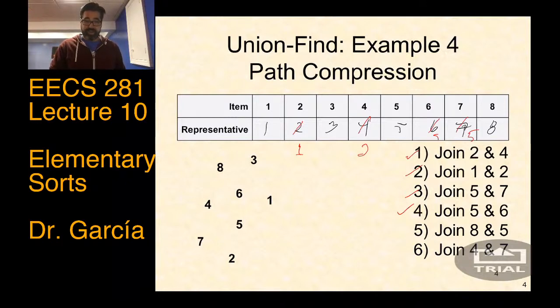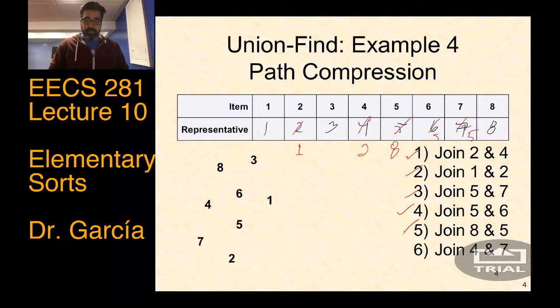So now step 5 here, we're doing a join of 8 and 5. And same deal, when we do a find on 8, we get 8. When we do a find on 5, we just get 5. So that's a pretty easy update to set the representative of 5 to be 8. Really nothing extraordinary has happened here, different from the previous example. But here we go, and here is how this is going to be different from before.